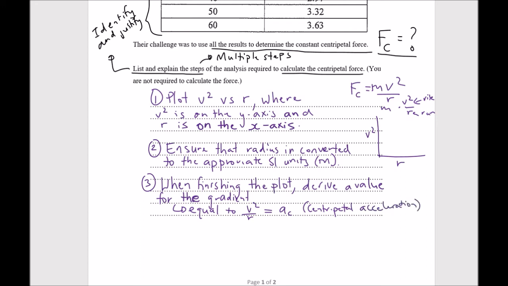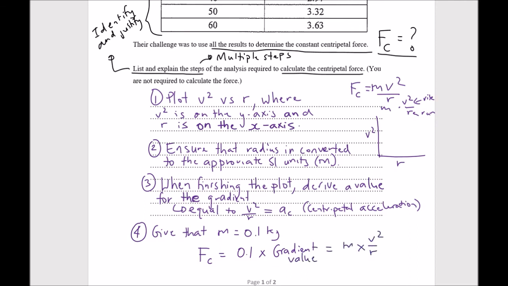What we also know is number 4, given that our mass is equal to 0.1 kilograms, okay, so Fc is equal to 0.1 times our gradient value, which means it's the mass times v squared over r. And so that's how we explain how we could find the centripetal force.